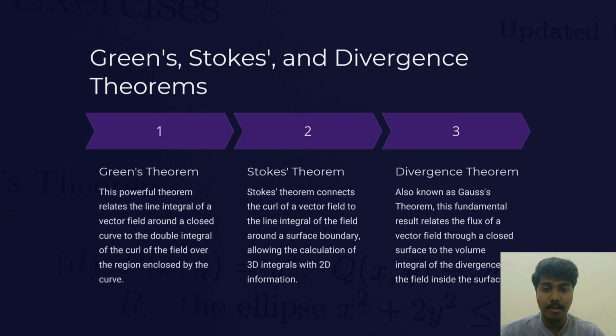This powerful theorem relates the line integral of the vector field around a closed curve to the double integral of the curl of the field over the region enclosed by the curve. Then Stokes' theorem connects the curl of the vector field to the line integral of the field around a surface boundary, allowing the calculation of 3D integrals with 2D information. Then the divergence theorem, also known as Gauss's theorem, this fundamental result relates the flux of the vector field through a closed surface to the volume integral of the divergence of the field inside the surface.